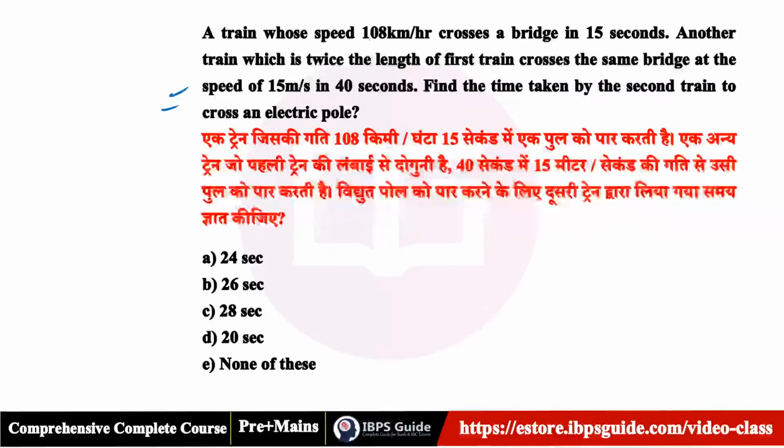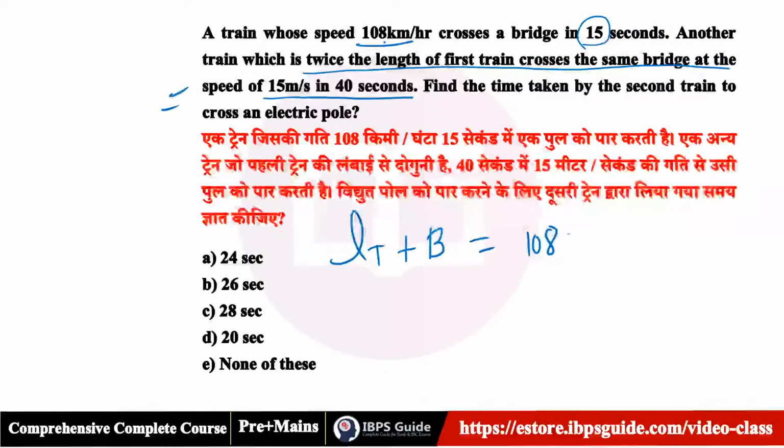A train whose speed is 108 km per hour crosses a bridge in 15 seconds. Another train which is twice the length of the first train crosses the same bridge at the speed of 15 meters per second in 40 seconds. Now look, 108 and 15. So I can find the length of train plus bridge. Length of train plus length of bridge: 108 is in kilometers per hour, so let's convert into meters per second. That is 5 by 18 into 15. 18 6s are 108, 6 5s are 30, 15 is 450.